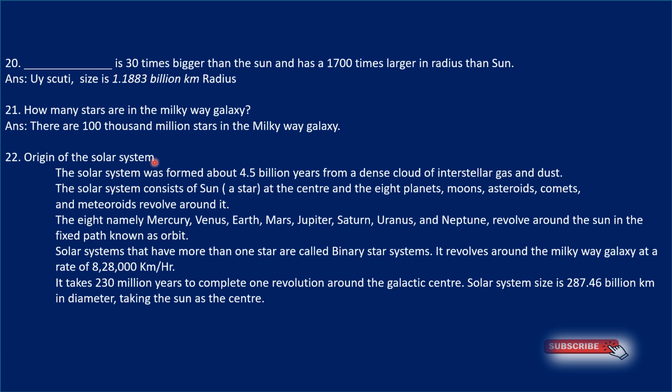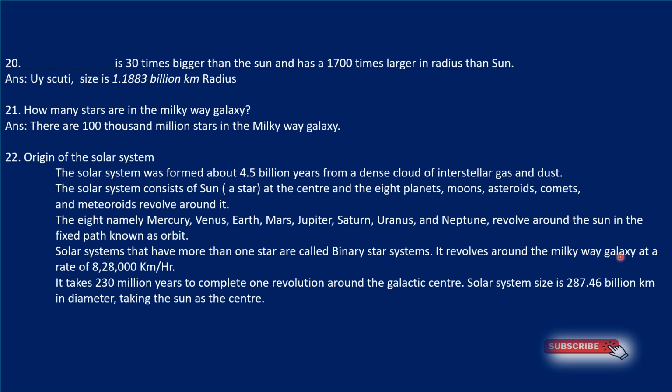Origin of the solar system. Let us see how our solar system originated. The solar system was formed about 4.5 million years ago from a dense cloud of interstellar gas and dust. The solar system consists of the Sun at the center, and the 8 planets, moons, asteroids, comets, and meteoroids revolve around it. The 8, namely Mercury, Venus, Earth, Mars, Jupiter, Saturn, Uranus, and Neptune, revolve around the Sun in a fixed path known as an orbit. Solar systems that have more than one star are called binary star systems.